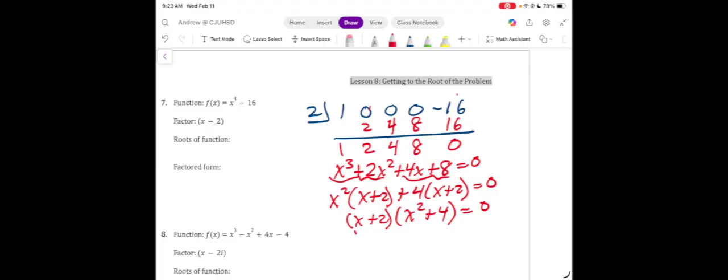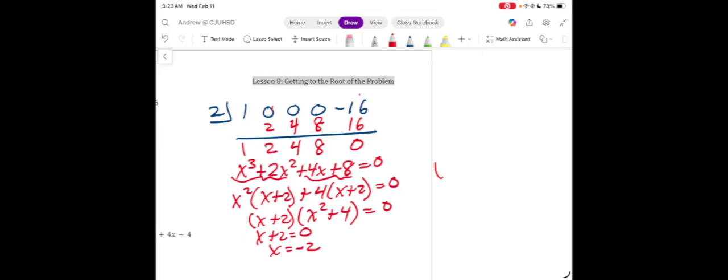Now, x plus 2 equals 0. That's an easy root to get. That gives you negative 2. But then you have this x squared plus 4. Well, if we try to solve this with roots, x squared plus 4, if you move the 4 over, is going to give you negative 4. And when you take the square root, you've got imaginary numbers. This is plus or minus 2i.